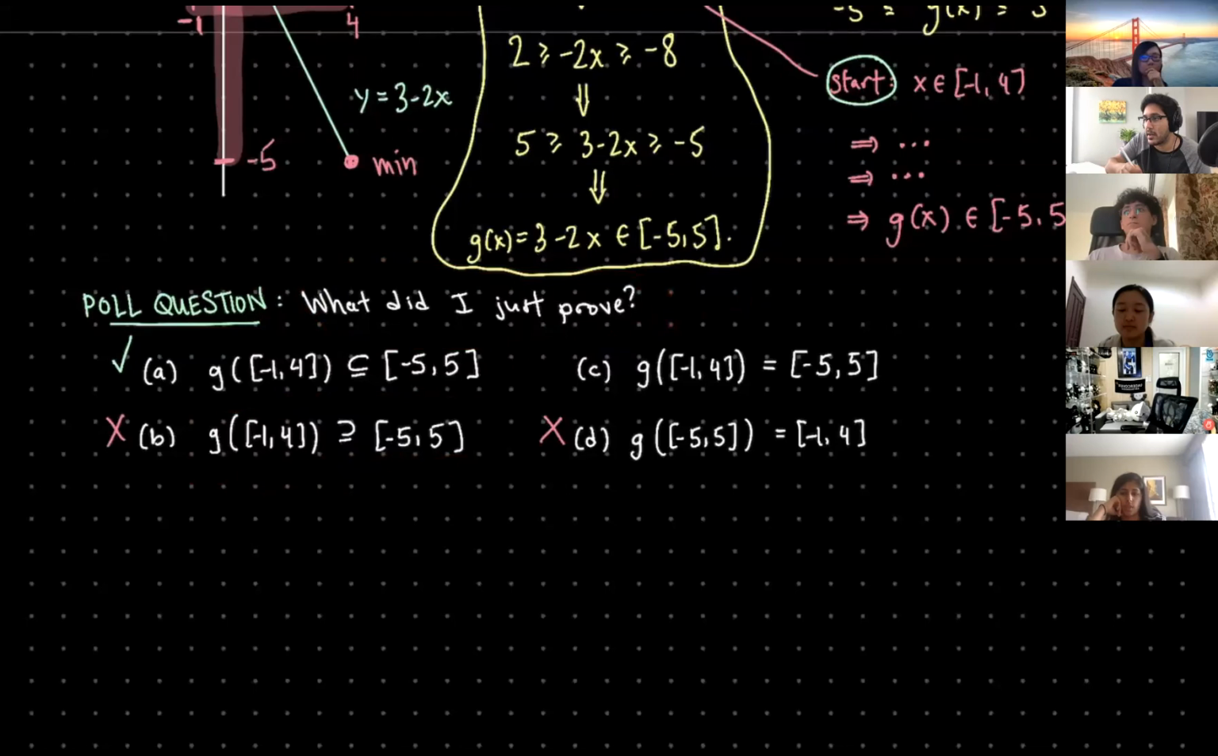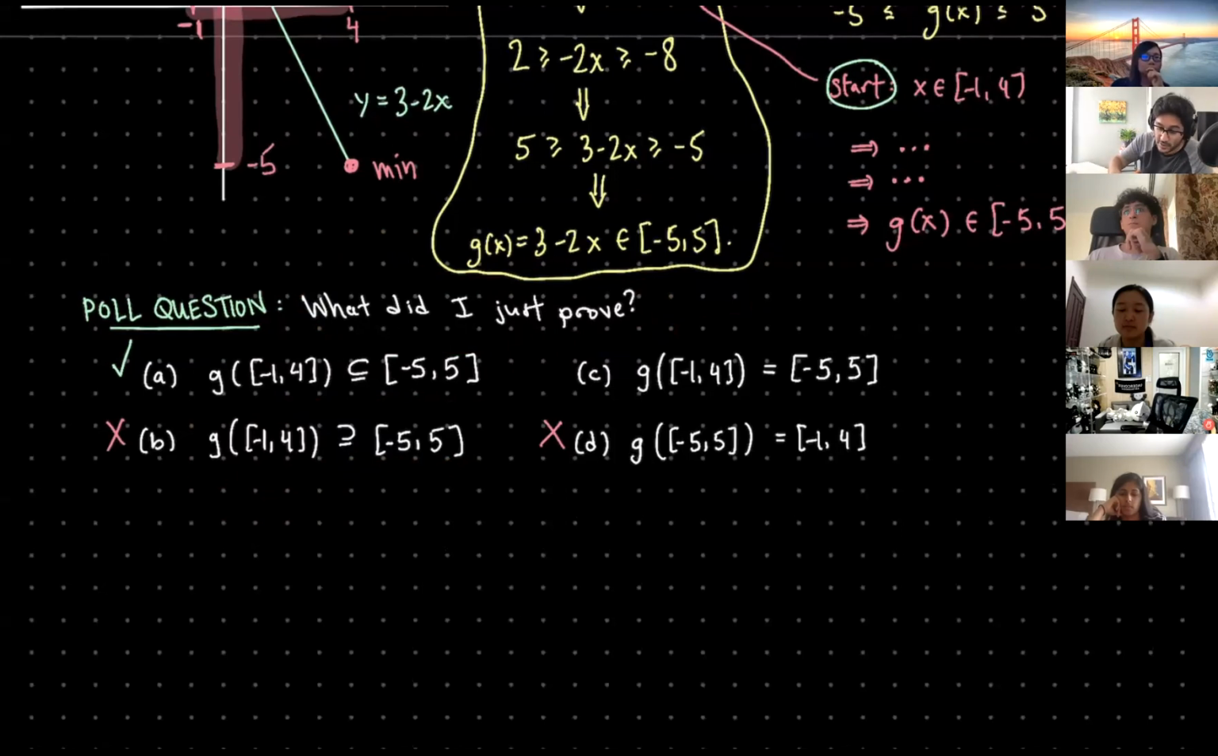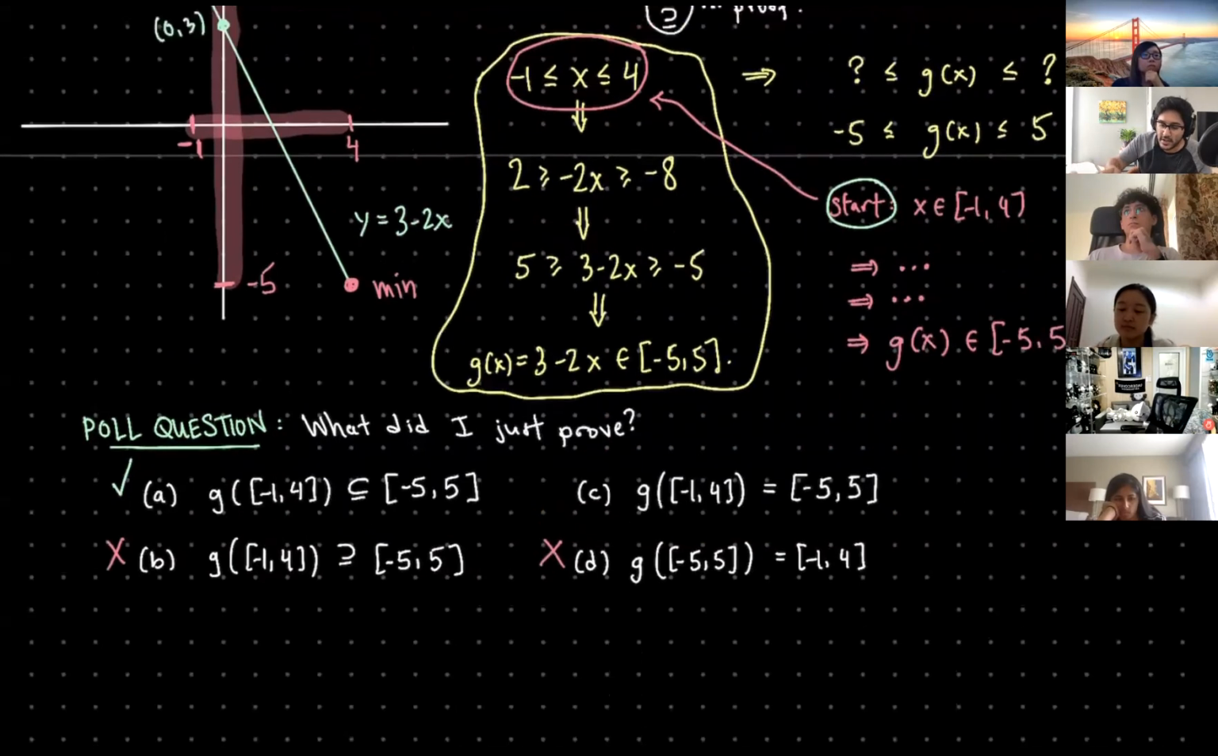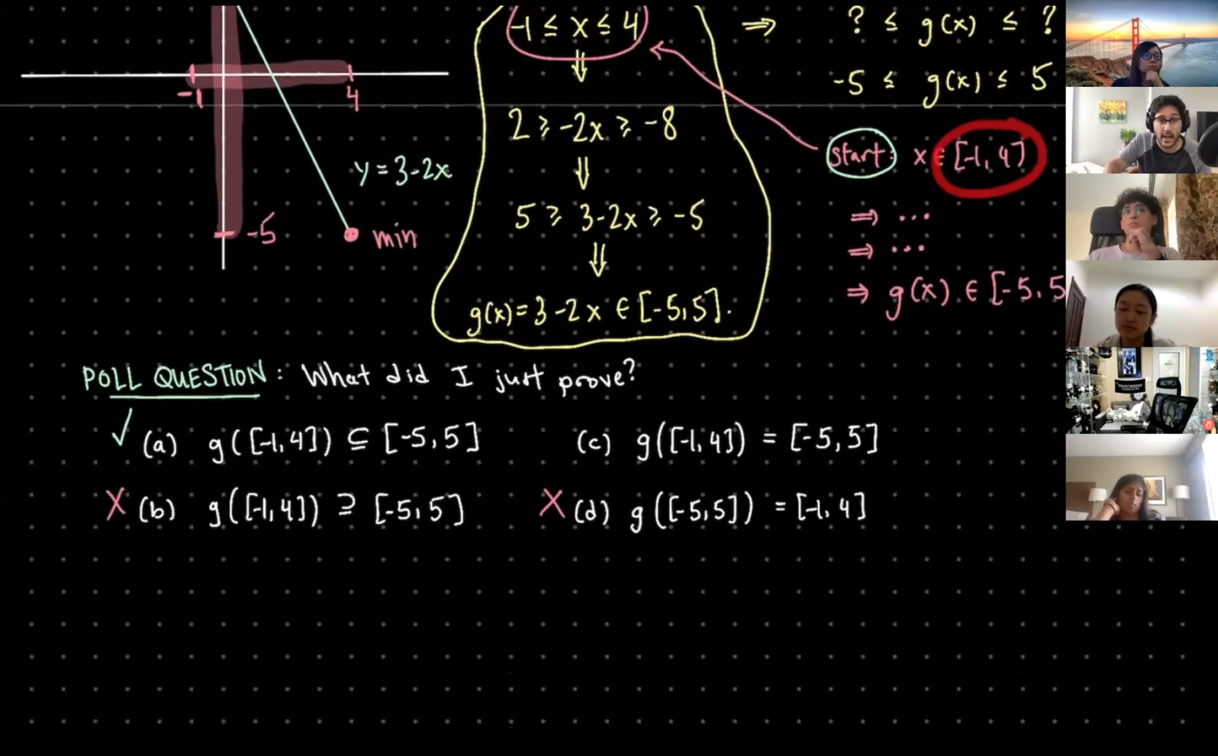But does anybody want to make an argument for C? Somebody said you have to prove it both ways for them to be equal. That's true. That's why the answer isn't C. But somebody said something earlier I saw. Ortiza says, would you be able to reverse engineer from g of x to negative 1 to 4? Yes, I can reverse engineer it.